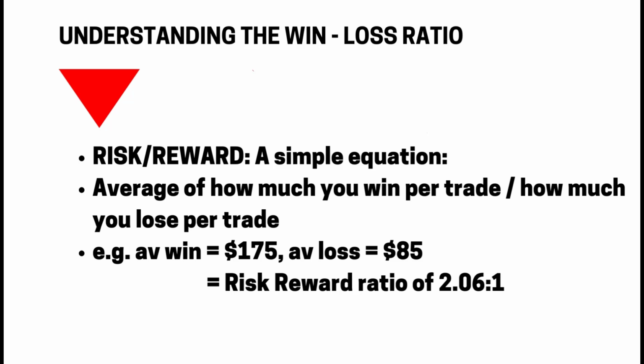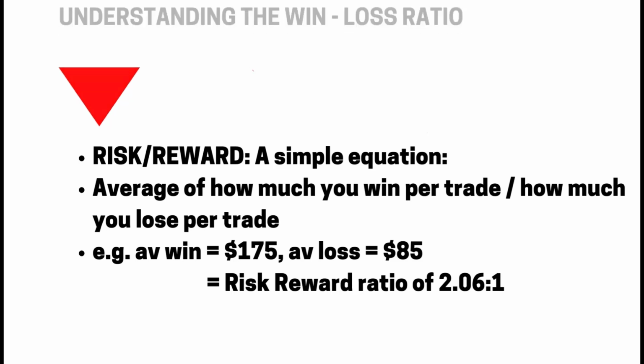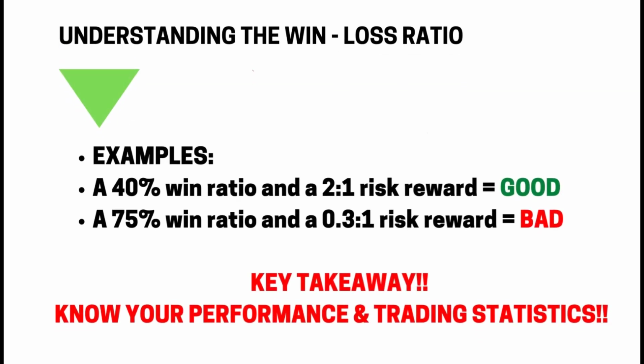And then we've got to start thinking about how we combine it with the win-loss ratio. Now, for example, a 40% win ratio and a 2-to-1 risk-reward is good. I'll let you do the maths on it; you can do some simple examples. A 75% win ratio and a 0.3-to-1 risk-reward is bad. You're going to lose overall despite that high win ratio. So the key takeaway: know your performance and trading statistics. It makes a massive difference to the end result in your trading.